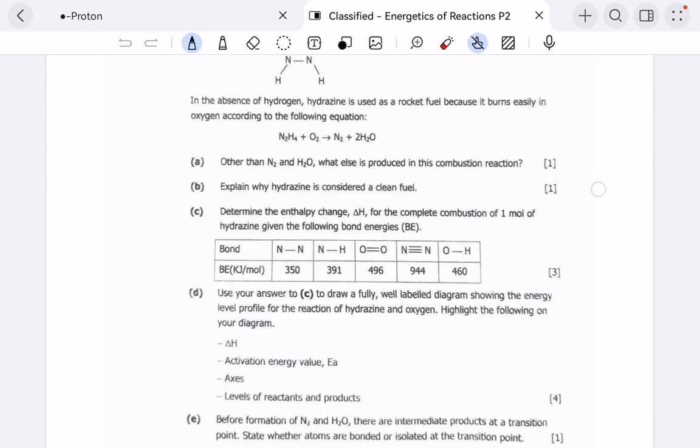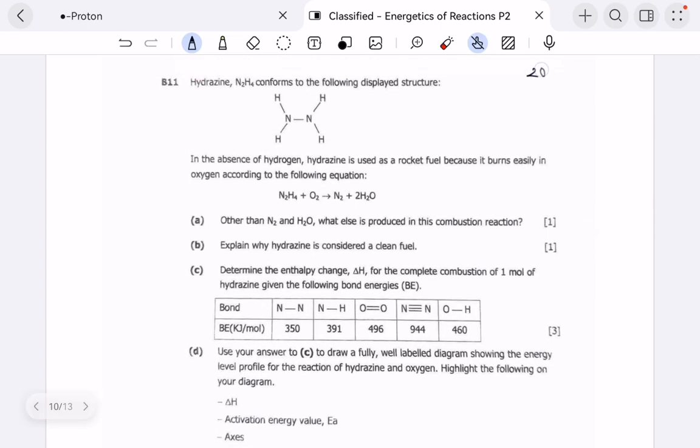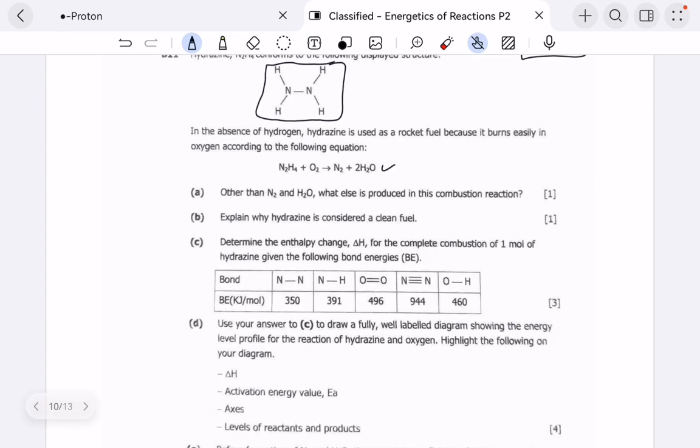In this tutorial, we're going to answer a 2023 extract question on energetics of chemical reactions. So hydrazine conforms to the following displayed structure, which is this given structure. In the absence of hydrogen, hydrazine is used as a rocket fuel because it burns easily in oxygen according to the following equation. So that's the equation given. Other than nitrogen and water, which is H2O, what else is produced in this combustion reaction?